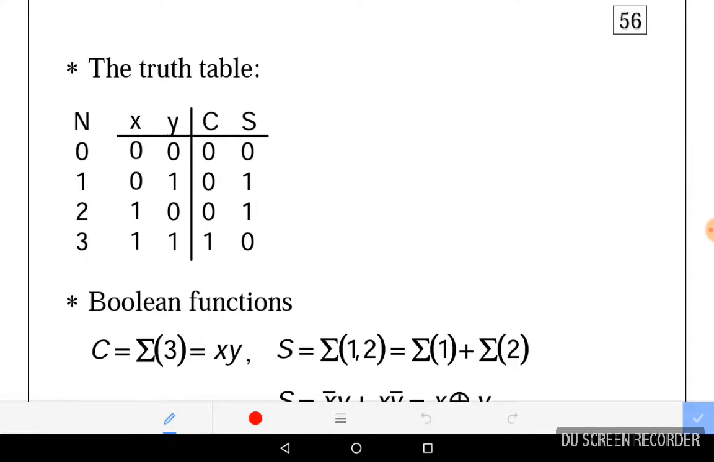if we had 0 and 0 for these two, the sum would be 0, right? If we had 0 and 1, the sum would be 1. 1 and 0, the sum would be 1. 1 plus 1 is 0, but it carries a 1.